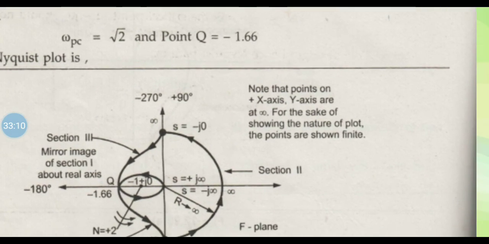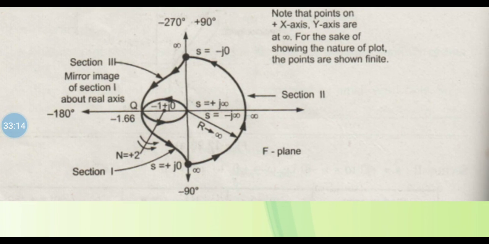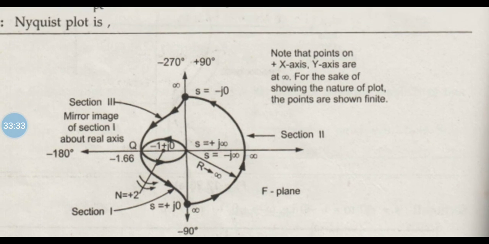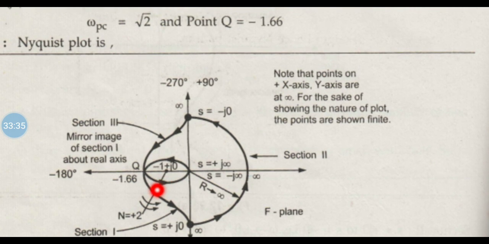So you can see the vector has been drawn here. Then you can see it is passing through two paths. That is why N is 2. And you can see the directions of that: both are in clockwise. That is why it has been shown here as clockwise. So N is equal to plus 2.